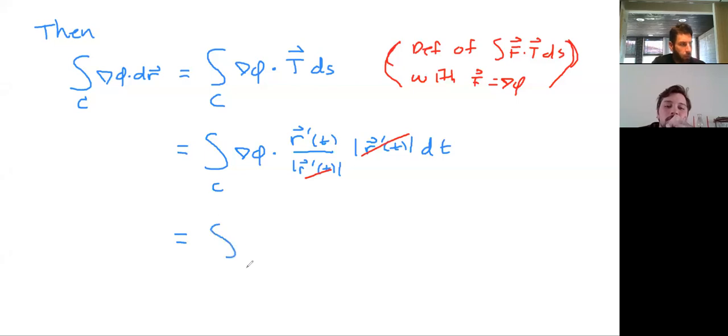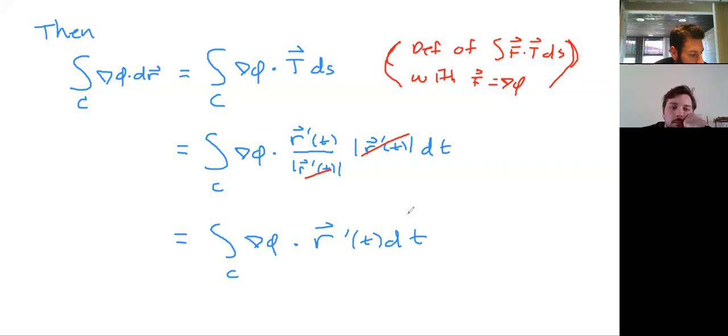So this now equals the gradient of phi dot the derivative of r with respect to t. What is this inside equal to? Well, let's write it out. Let's write out what the inside is equal to, because it looks like it's compact, but does it give us anything?